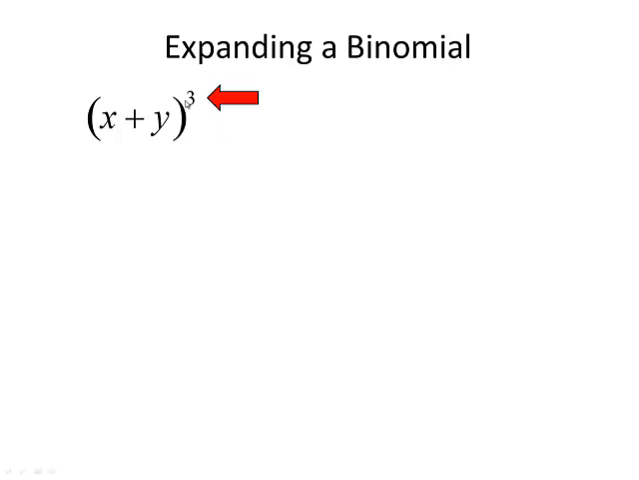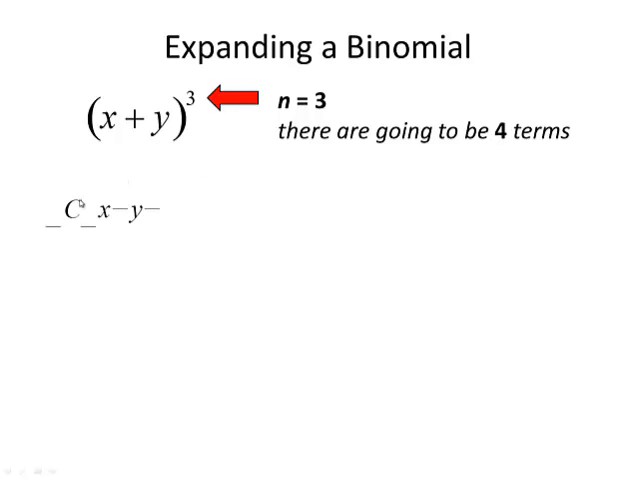So you look at the exponent, that's going to be your n, and there are always going to be one more term than there are n. So if the n is 3, there are going to be 4 terms. And each term is always going to look like this. C, that's the binomial coefficient, x, y. You leave a blank for the exponents and leave a number for the front of the coefficient and the one after. And so we have 4 terms, we're going to make this 4 times.